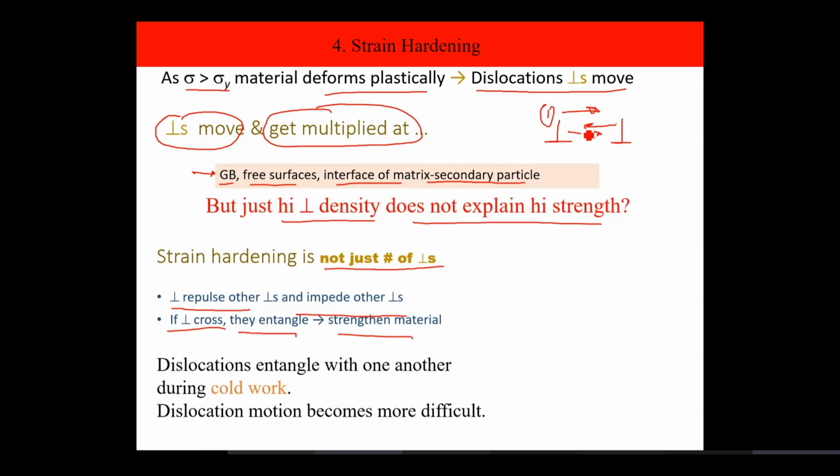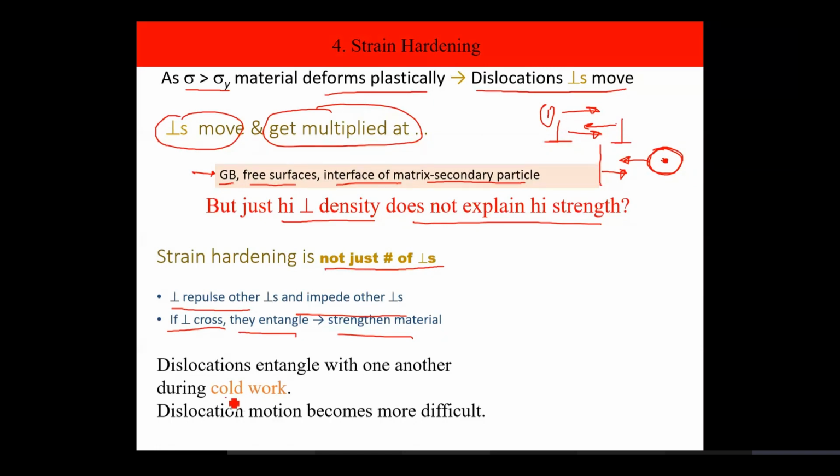Just as you saw that loops form around hard particles, these loops create back stresses. If a dislocation here wants to move this way, this loop would act as a further resistance. Initially, there was only a particle as a resistance. Now there is a loop around this particle which is also acting as a barrier to the dislocation motion, or it is the repulsion effect to this dislocation motion. Clear?